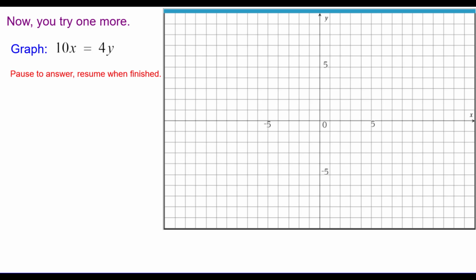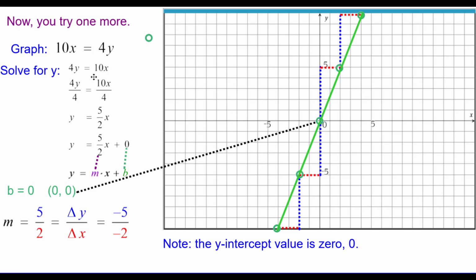And the last one, 10x equals 4y. Pause to answer, resume when you're finished. All right, solve for y. Y was equal to 5/2 x. I need to put a +0 for a lot of people, so I'm going to put that in so that I can find that b is equal to 0.